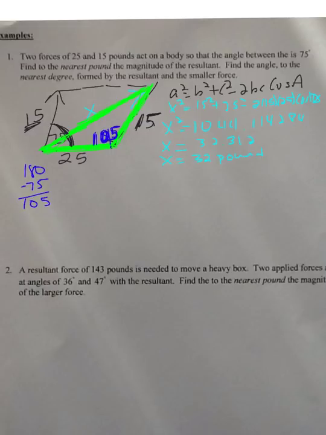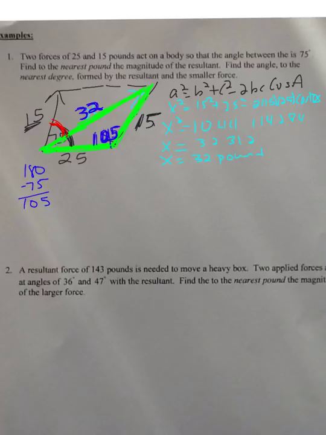All right, so now I know this here is 32. Okay, so now let's see what it says. Now it says, find the angle to the nearest degree formed by the resultant and the smaller force. Now this one here is my smaller force, right? So I want the angle between the smaller force and the resultant. So I'm looking for this angle right here.